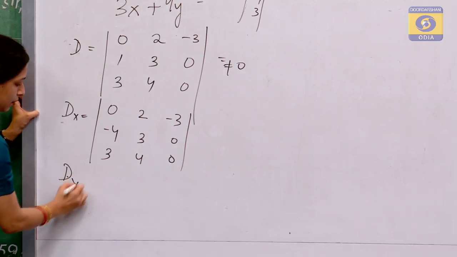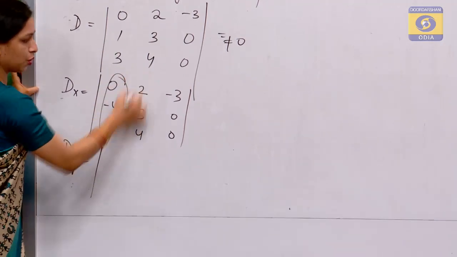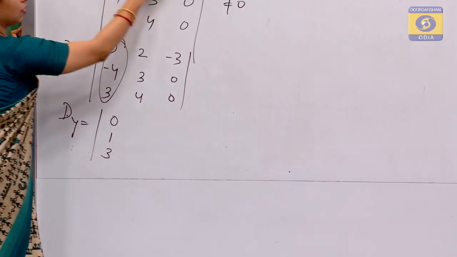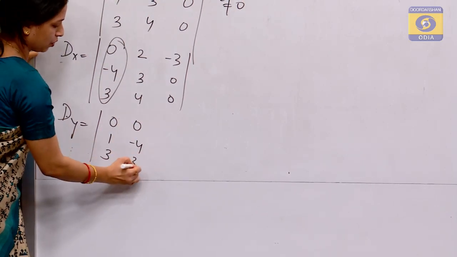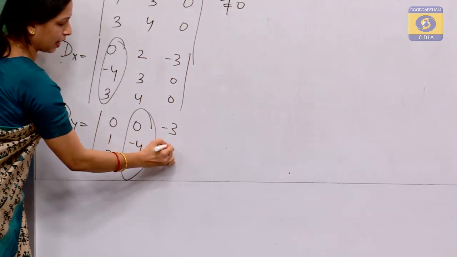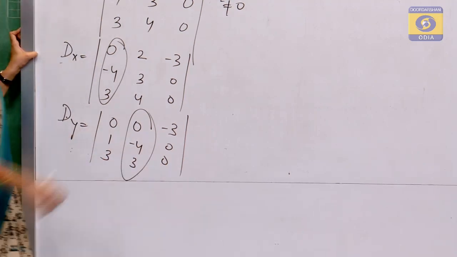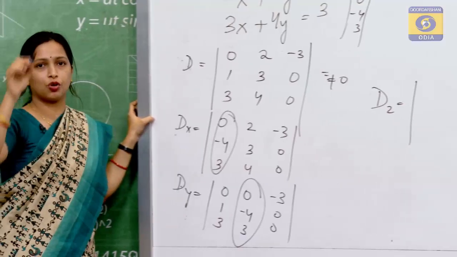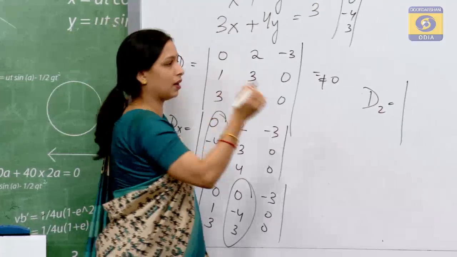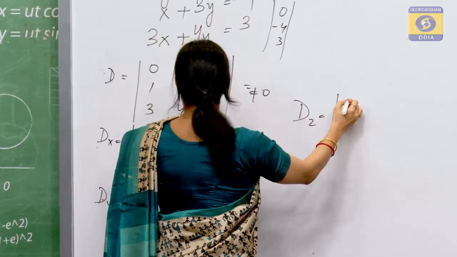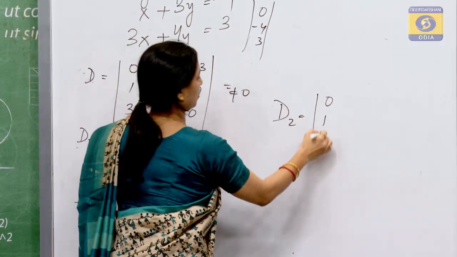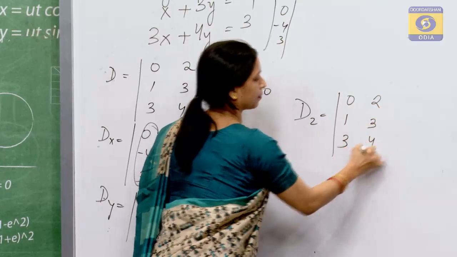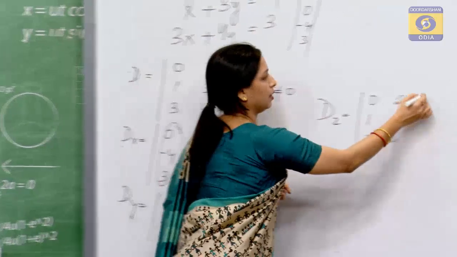Similarly, for dy, what do you do? You substitute the values of y. So, 0, 1, 3, with the known values 0, minus 4 and 3, and the other elements remaining the same. Similarly, for dz, what do you do? You substitute the coefficient of z with the known values, right. So, you repeat the 0, 1, 3, okay, 2, 3, 4 and finally, with the known values, right.